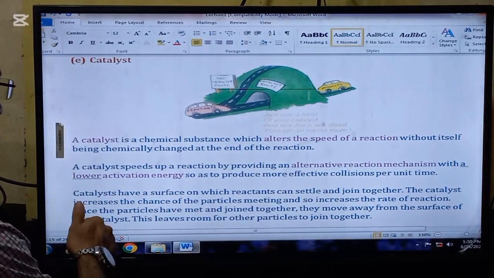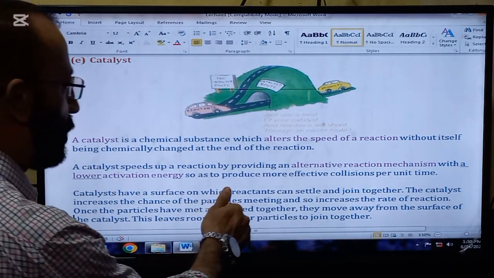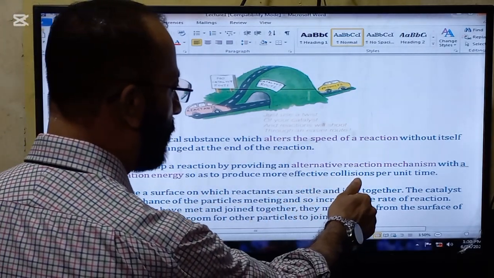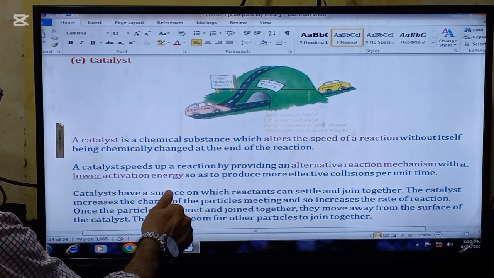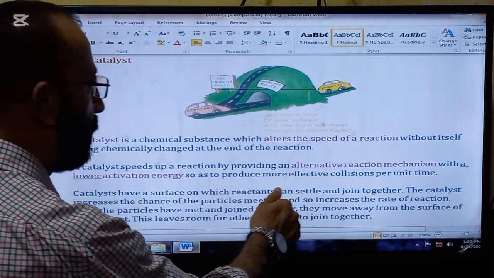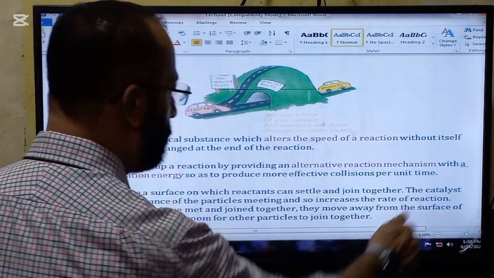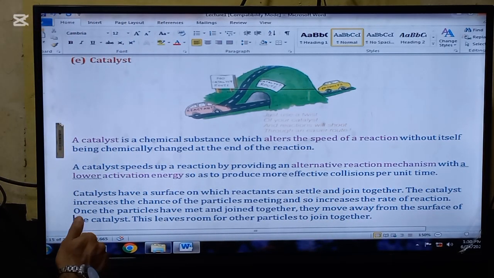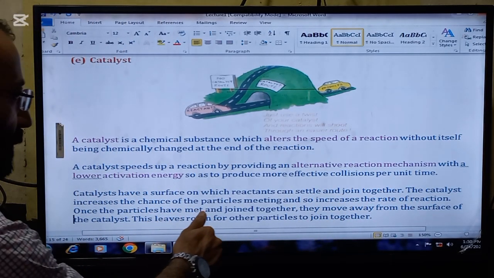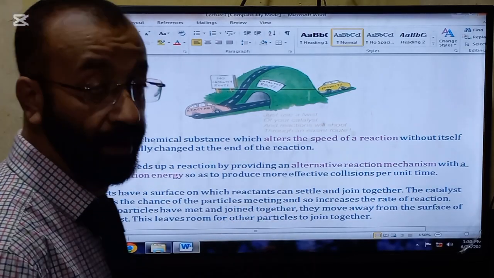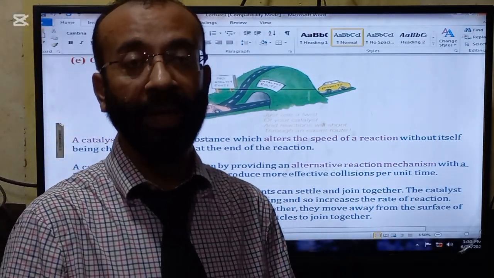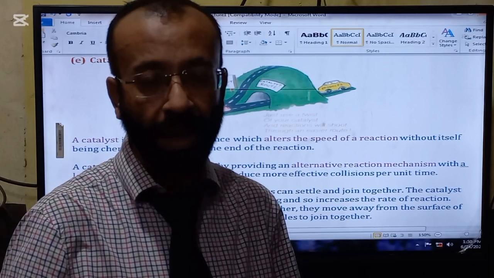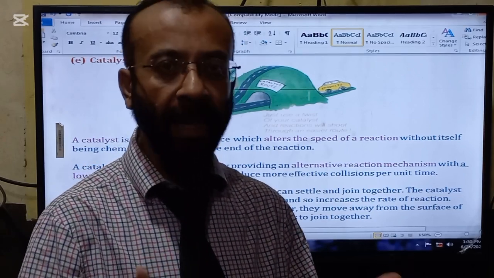Look now, a catalyst speeds up a chemical reaction by providing an alternative reaction mechanism with a lower activation energy, so as to produce more effective collisions per unit time. Catalysts have a surface on which reactants can settle. This is the process how catalysts provide them a new ground to come and play.